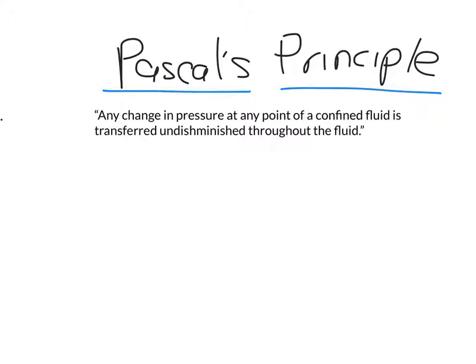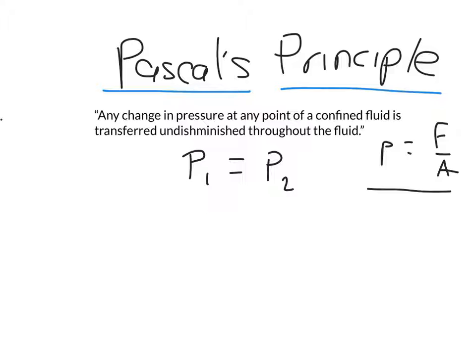It says this: any change in pressure at any point of a confined fluid is transferred and diminished throughout the fluid. That means that if you have 2 points of a system, you will have the same pressure. That's this: P1 is equal to P2. Remember that the pressure is equal to the force divided by the area.